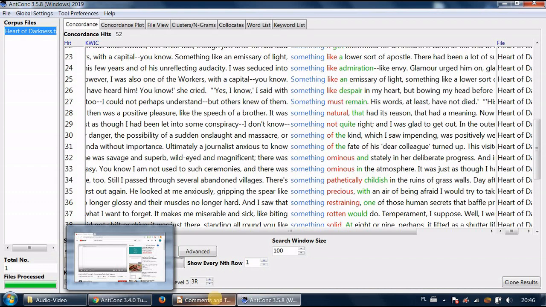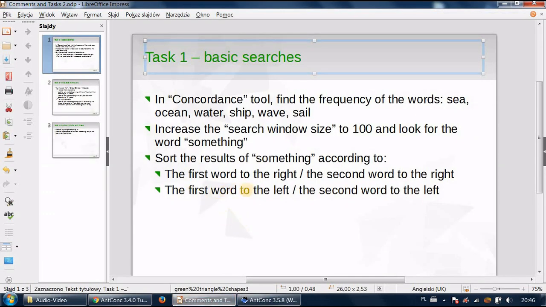Okay, and I also ask you to do it according to the first word to the left, followed by the second word to the left. Okay, so let's do it.